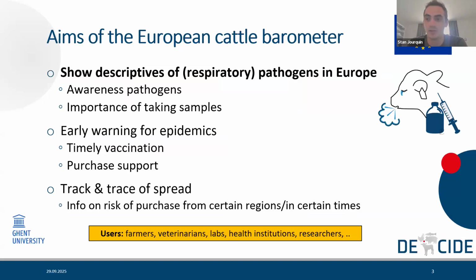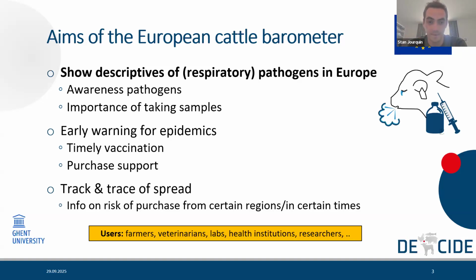What was the main goal? Well, to show just descriptives of respiratory pathogens in Europe, to raise the awareness, as I said, but also to address the importance of taking samples. What we notice in our research and in practice is still a lot. Calves and cows suffer from BRD. They get treated and we never get an idea what it was. But based on this sustainability clause that we really want to emphasize in our future veterinary practices, we want to know which pathogens are causing disease and are circulating at these times.